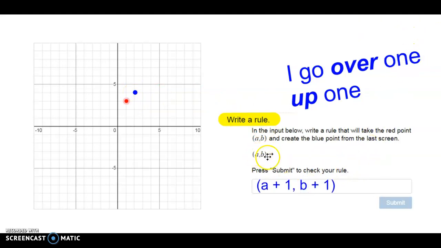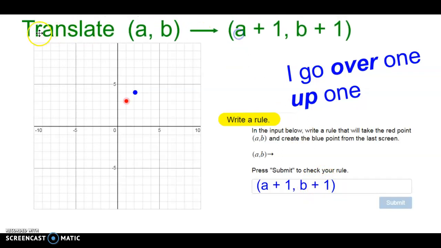They're saying if I have an ordered pair (A, B), how do I get to the blue dot? Well, I get there by adding 1 to the coordinate A and adding 1 to the coordinate B. So in math, we would say the whole thing would look like this. Translate (A, B), where the coordinate A adds 1 and the coordinate B adds 1. And that would be the final translation of the point.